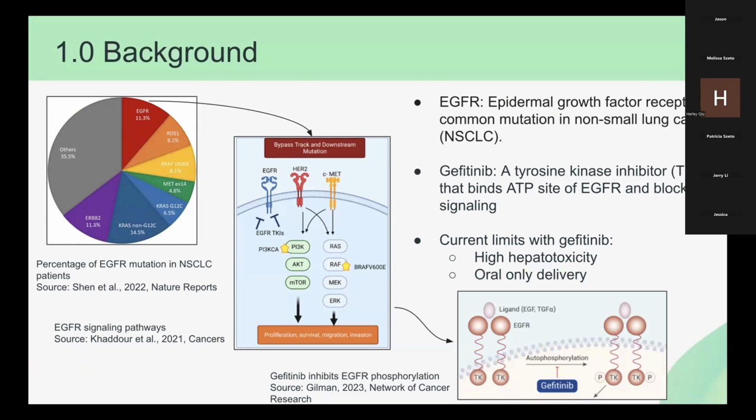However, there are two major problems with gefitinib. First of all, it can damage the liver, which is called hepatotoxicity or liver toxicity. And secondly, it can only be taken orally.